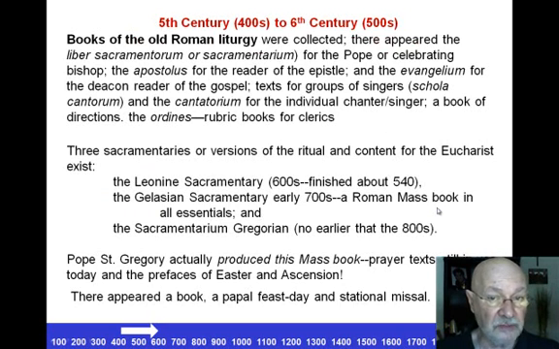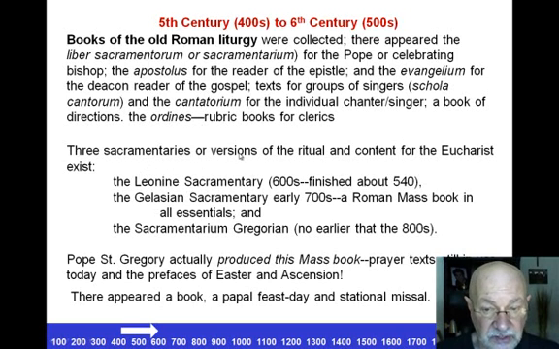The books of the old Roman liturgy were collected. There appeared to be a Liber Sacramentorum, or the Sacramentarium, for the Pope or celebrating bishop; the Apostolus, for the reader of the epistle; the Evangelium, for the deacon reader of the gospel; text for groups of singers, the Schola Cantorum, and the Cantatorium, for the individual chanter-singer; and a book of directions, the Ordines, rubric books for clerics.